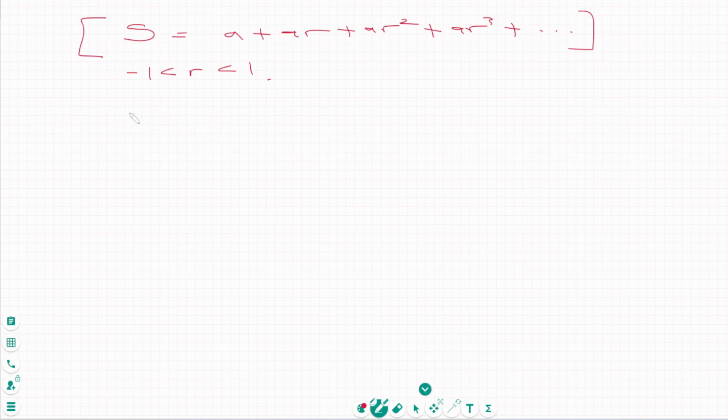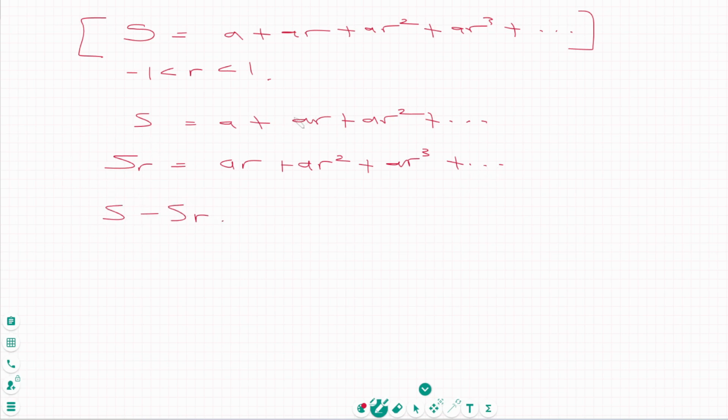And actually you can do quite a cool thing. If we write s equals a plus ar plus ar squared plus ..., then we can write that s times r, well, we times each of these by r, so we get ar plus ar squared plus ar cubed plus ... And then if we do s minus sr, we end up with this minus this. The ar's cancel, the ar squareds cancel, the ar cubes cancel, like this forever. And we end up with just the only thing left over is the a.